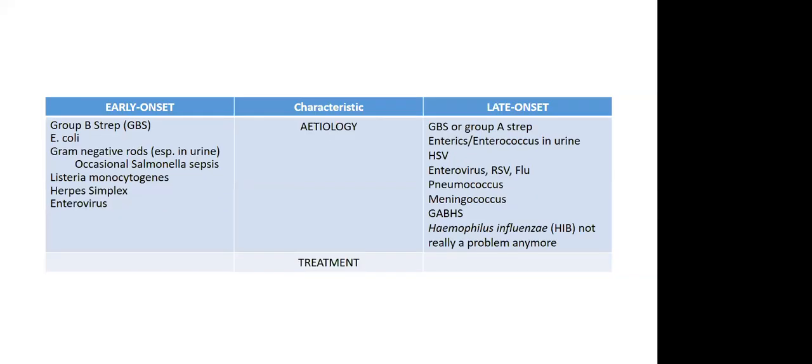Then early onset, the etiology is usually, as I mentioned, GBS, E. coli, gram negatives from UTI, from diarrhea, mother with diarrhea, listeria, and then for virus, usually the STDs: herpes simplex, enterovirus if the mother has hand foot mouth, for example. And then etiology for late onset is usually GBS. Late onset GBS. GBS can become early or become late. And then viruses are more common in late onset: RSV, HSV, and some other bacteria, pneumococcus, meningococcus, and so on.